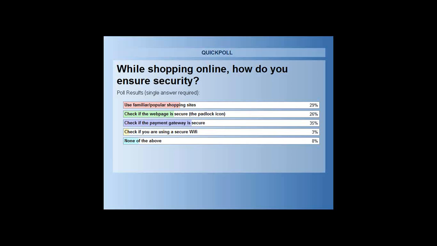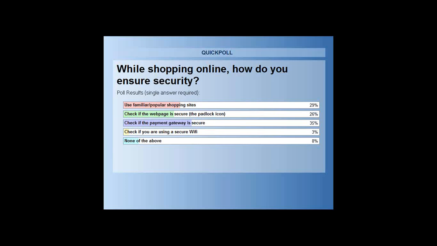Okay, so 29% of today's audience think that the safest way to ensure security is to use familiar or popular shopping sites. Definitely, this is something that you should consider when you are doing online shopping. 26% of today's audience think that they check if the web page is secure, that is with the padlock icon. This is again something you should be doing, checking the padlock icon which is before the URL starts.